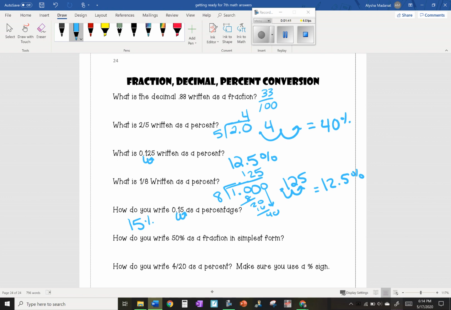How do you write 50% as a fraction in simplest form? So 50%. So percent's always out of 100, and then you're going to simplify them. So if you divide both by 10, then you would get 5 over 10. But you can actually keep simplifying those by dividing both by 5, and you're going to end up getting 1/2.